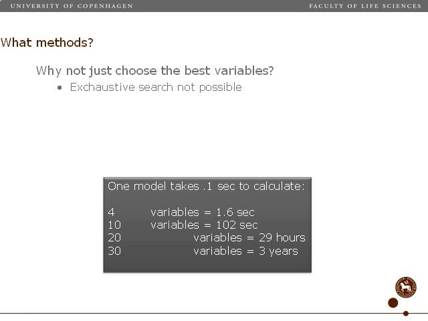With 30 variables, it would take us approximately 3 years to calculate all combinations of models. So even if we could define what best is, it would be physically impossible to try all the combinations. And also we would risk overfitting tremendously because of all the combinations that we looked at.